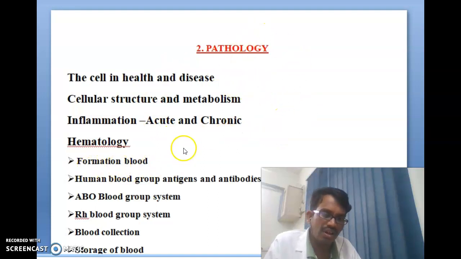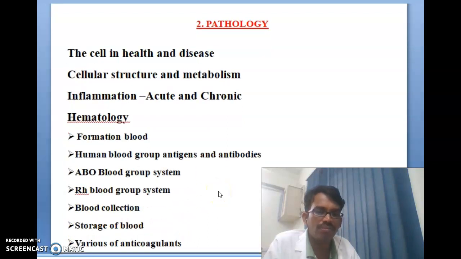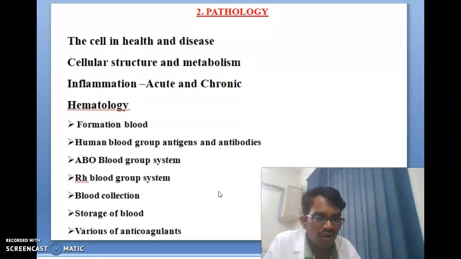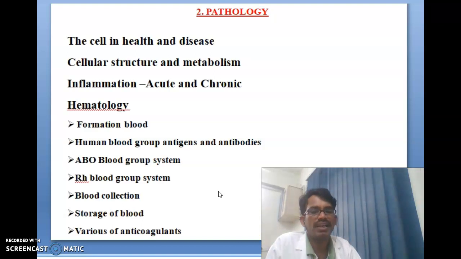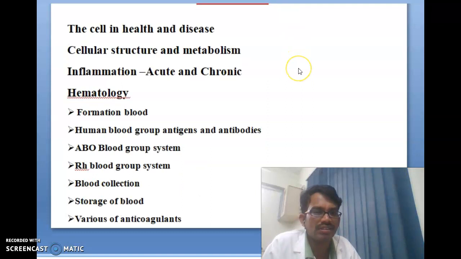And you can talk about hematology, like blood related studies: formation of blood, human blood group antigens and antibodies, ABO group systems, RH blood group systems, blood collection and storage, how blood will be stored, and various anticoagulants, how to collect the blood and what the blood tests are. These things will be discussed in pathology.